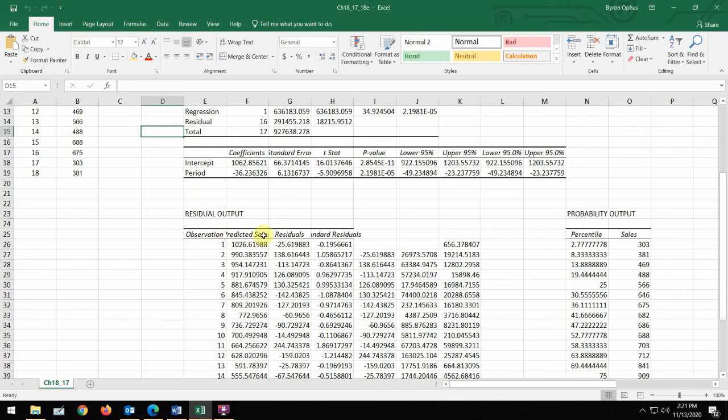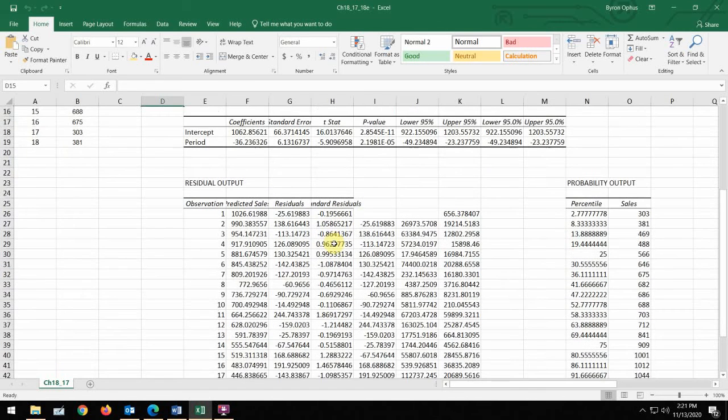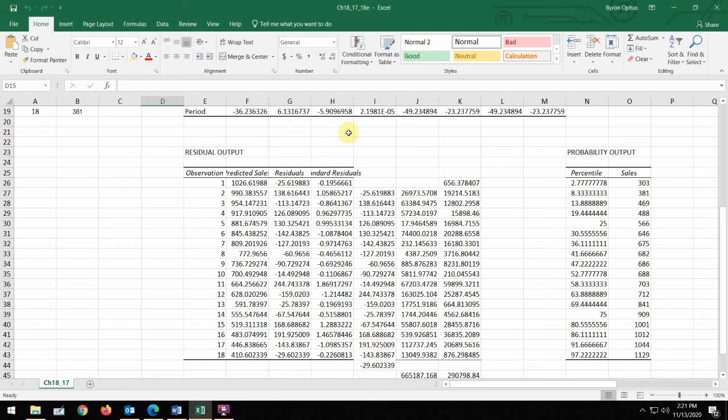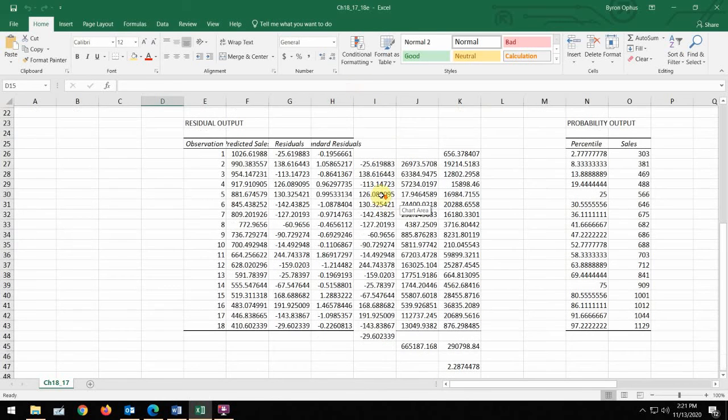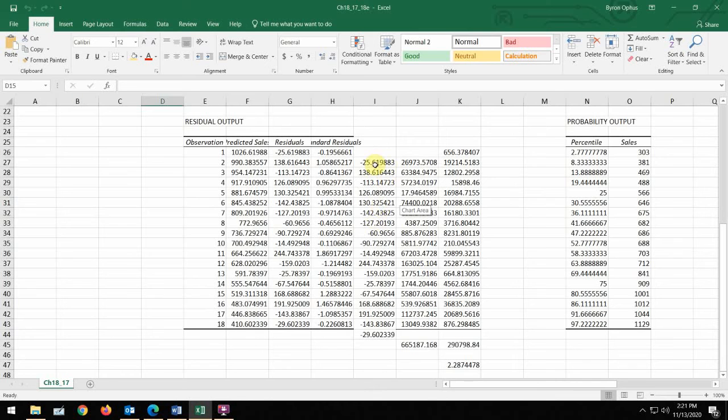We've got the observations, we've got our predicted sales, we've got our residuals, standard residuals, which we don't really need, but we just kind of left those in there. Okay. And now, what do we do? Well, we've got some calculations that we have to do, and it gets to be kind of interesting.